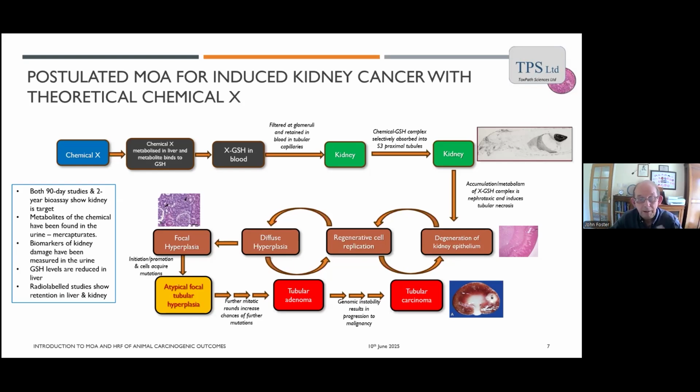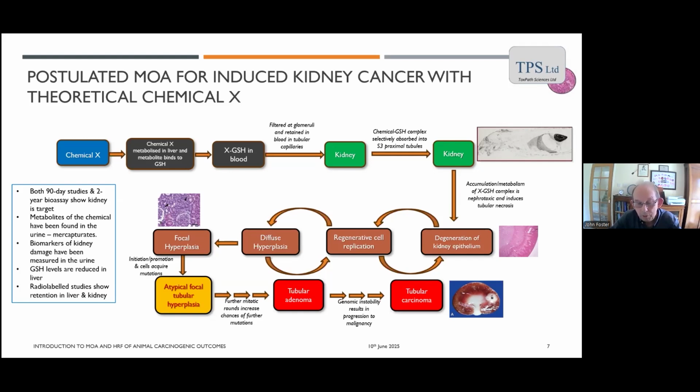So the hypothesis we came up with from this data is that the chemical was metabolized in the liver and bound to glutathione. It enters the blood, is filtered at the kidney, concentrated and absorbed within the kidney. We see degeneration. Here is a section of kidney with some S3 tubular necrosis. That's accompanied, degeneration accompanied by regeneration, diffuse hyperplasia, focal hyperplasia, atypical hyperplasia, tubular adenoma, and carcinoma.